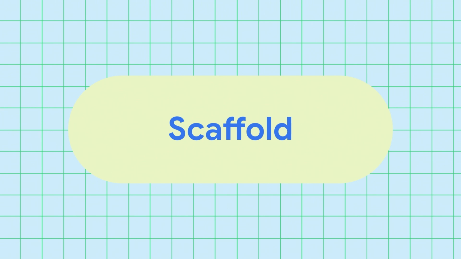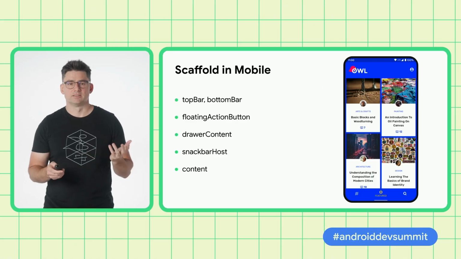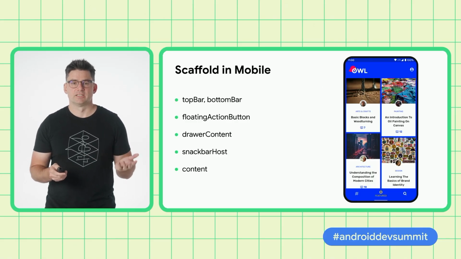Okay, we have two things left. We're going to talk about Scaffold and navigation. Let's start with Scaffold. So with Scaffold, it's easy to make sure your components are properly positioned and work together correctly while following the basic Material Design layout structure. For instance, with mobile, it provides slots for the most common top-level Material components, like top bar, bottom bar, floating action button, all that stuff.